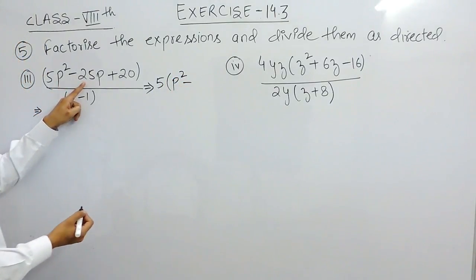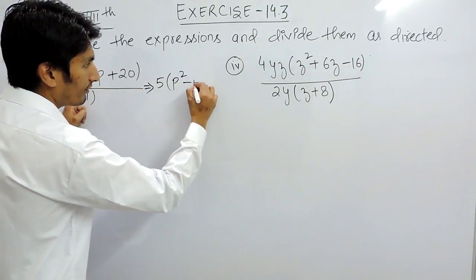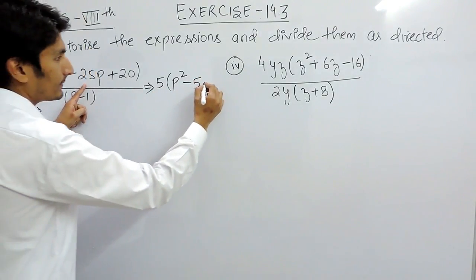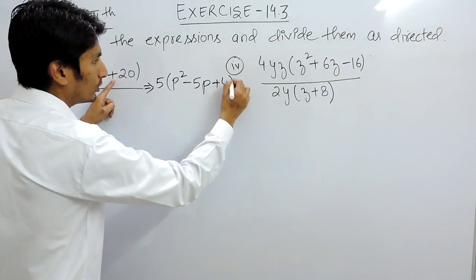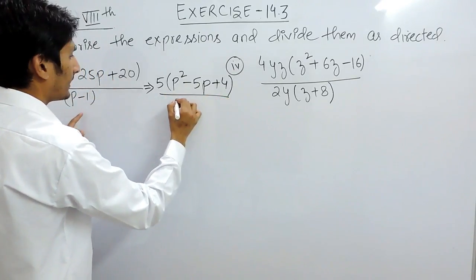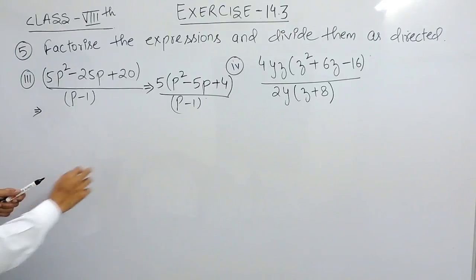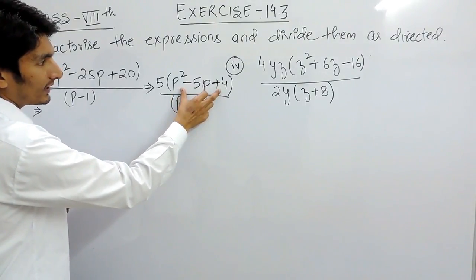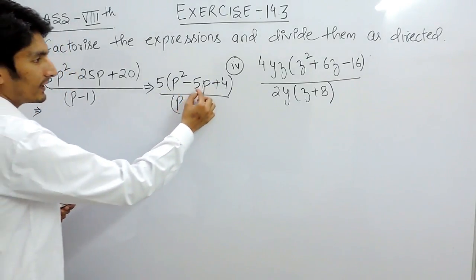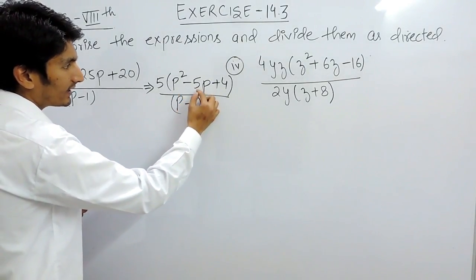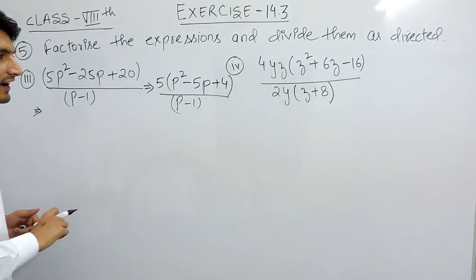From here this is 25. If 5 as a factor is taken out, only 5 into 5, which is 25, will remain. This is p. And if from 20, 5 is taken out, only 4 will remain inside the bracket, and this is p minus 1. Now this term can be factorized by splitting this middle term into two parts such that their multiplication should be 4 and their addition should be 5.